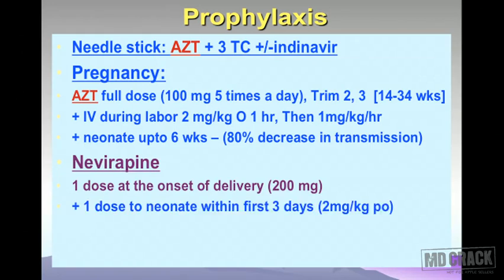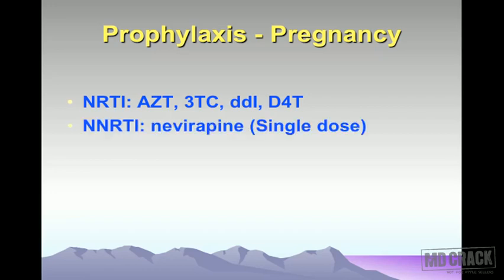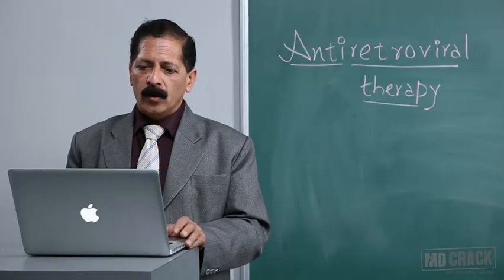And then 1 dose to the neonate within the first 3 days. And this dose is 2 milligrams per kilogram body weight by oral route to the neonate. So 1 dose at the onset of delivery to the mother, 1 dose to the neonate within first 3 hours of delivery, and this leads to 50 to 60% decrease in the transmission. So for prophylaxis in pregnancy, we can use NRTIs, that's AZT, 3TC. You can also use DDI or D4T. You can use an NNRTI, that is nevirapine, in single dose. And sometimes you can also use protease inhibitors like lopinavir, ritonavir, indinavir, saquinavir, nelfinavir, etc. So that's about the prophylaxis of HIV.